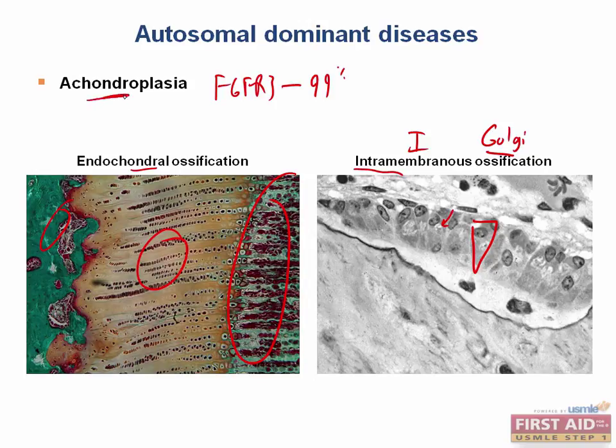The defect in achondroplasia is endochondral ossification. So this is why you have short limbs but relatively normal size of other bones.